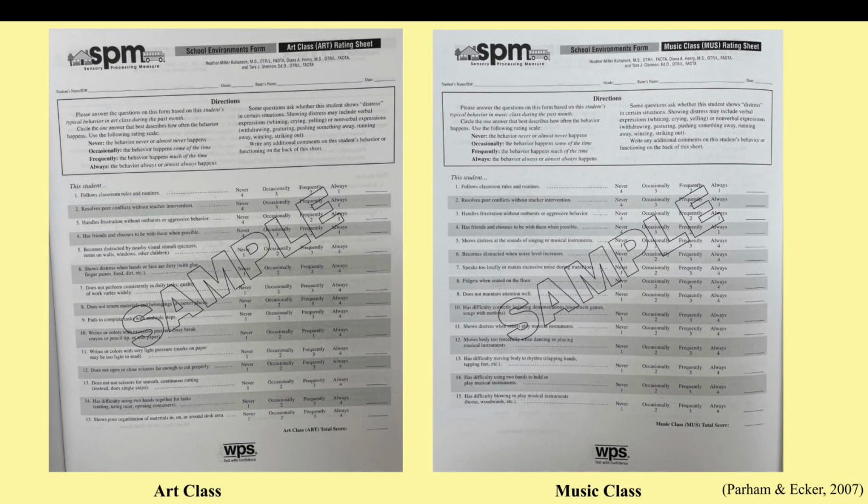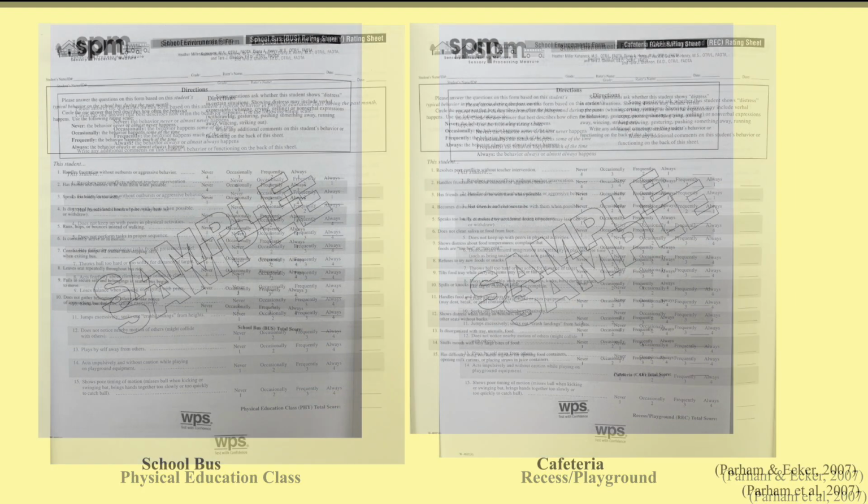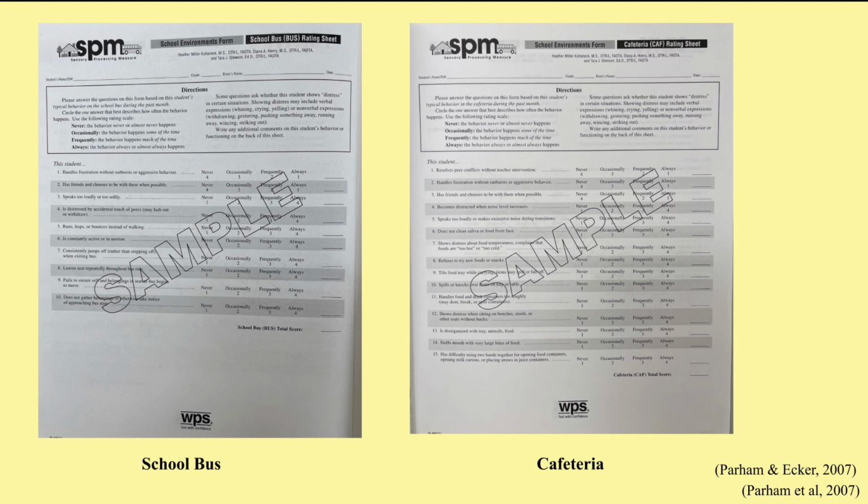The last form is the school environment form. This is used in conjunction with the main classroom form to look at how sensory input is impacting the child's behavior within different school environments. This form includes 10 to 15 items for each environment and is to be filled out by another school personnel or teacher that has observed the child in a specific environment daily for at least 1 month. The forms are filled out as needed, and these environments include art, music, and physical education class, recess and playground time, the cafeteria, and being on the school bus.